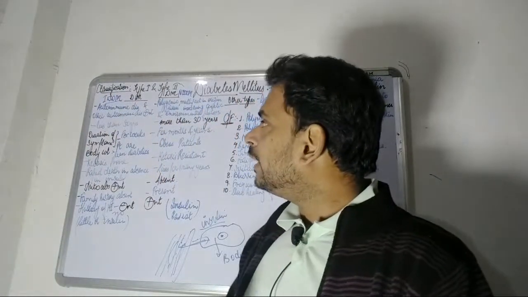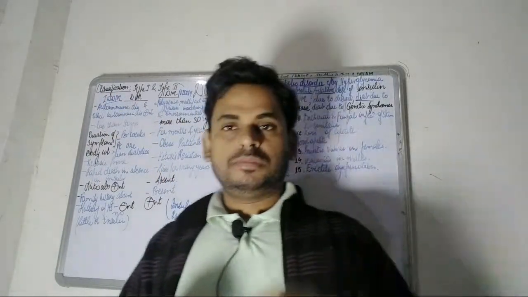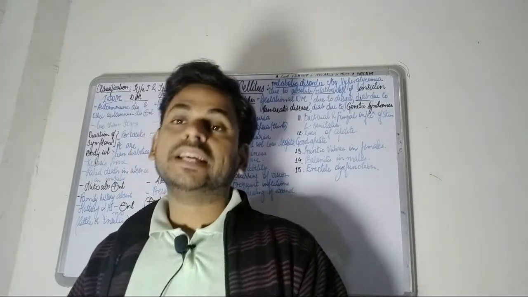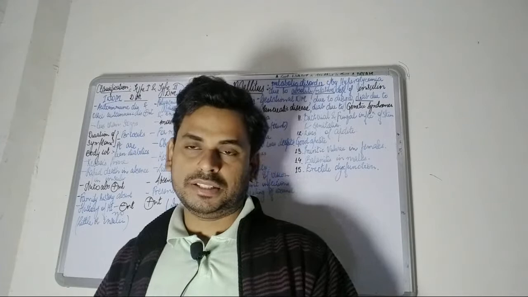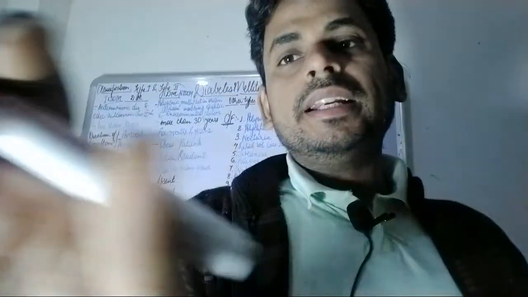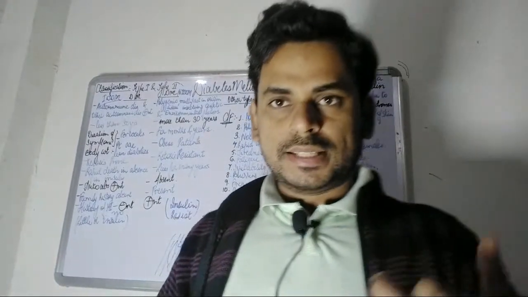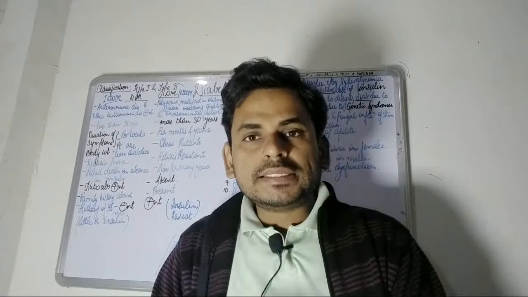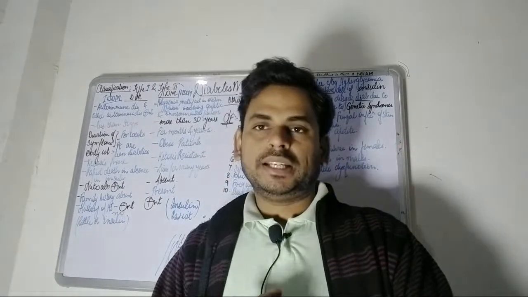So, looking at the differences, that first thing is type 1 diabetes mellitus, which is also called insulin dependent diabetes mellitus. So, the insulin dependent diabetes mellitus, what is there? The word itself is saying it is somewhat dependent on the insulin.